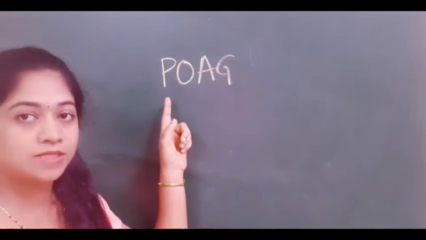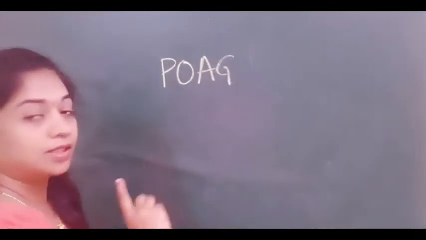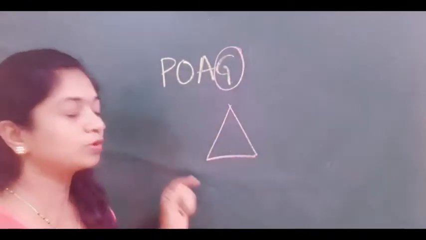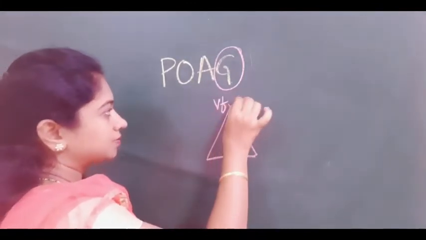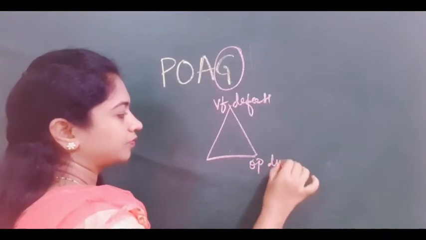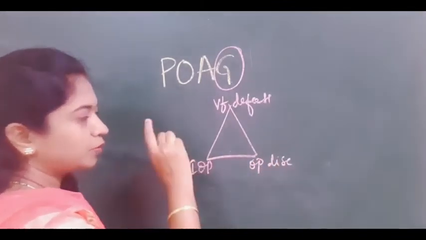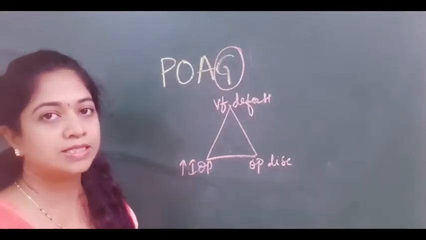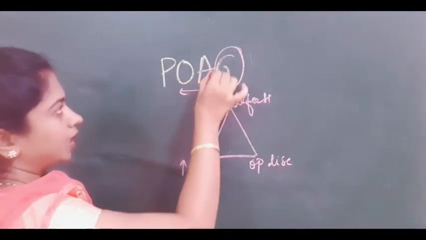So let's describe this word POAG, that is primary open angle glaucoma. For that you have to dissect the word. This is the letter G, which means glaucoma. So it will have the triad of glaucoma, that is visual field defects, optic disc changes, as well as raised intraocular pressure. So these POAG patients will have all these features of visual field changes, optic disc changes as well as raised intraocular pressure.